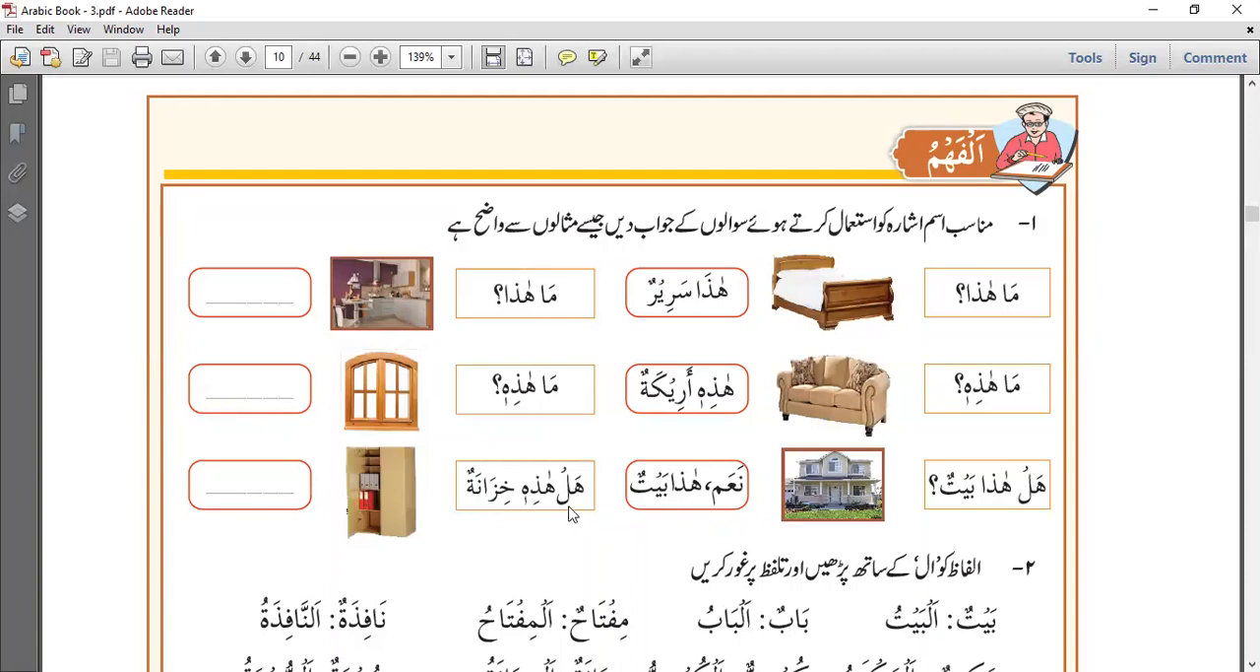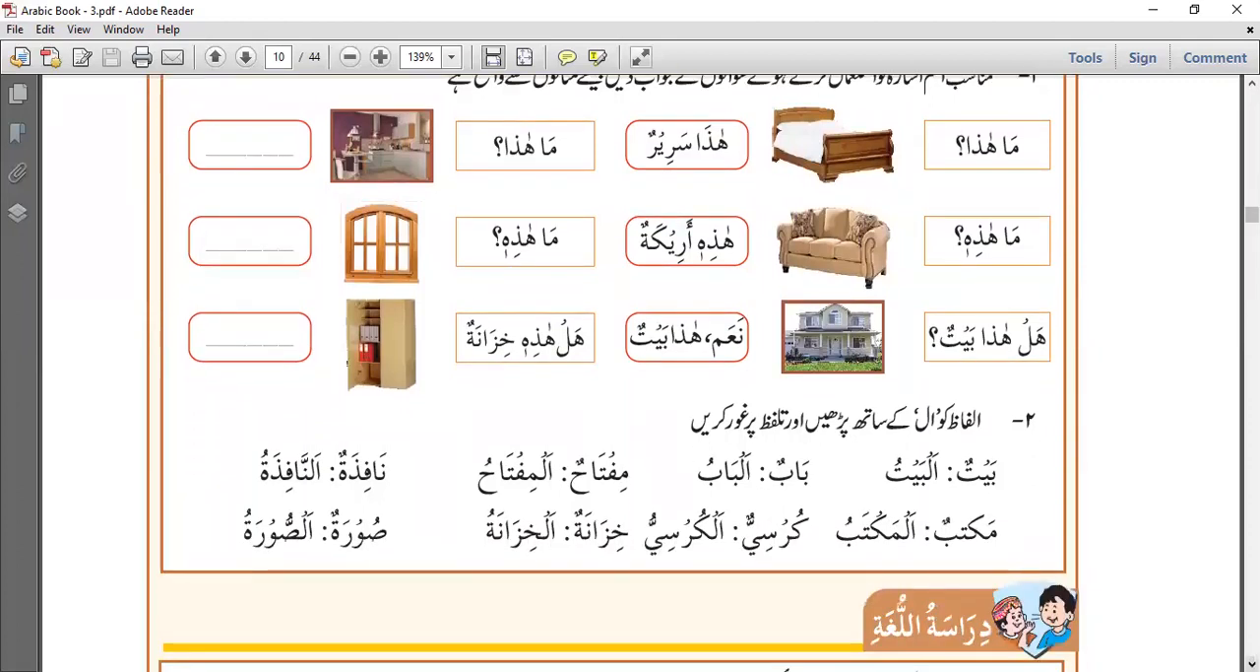So the next one is هل هذه خزانة. Is this a cabinet? Yes, it is. So we will write here, naam. You can give the answer only in naam, or if you want to give the full answer, then you will say naam hadhihi khizanatun. Hal hadhihi khizanatun? Is this a cabinet? Naam hadhihi khizanatun. Yes, it is a cabinet.